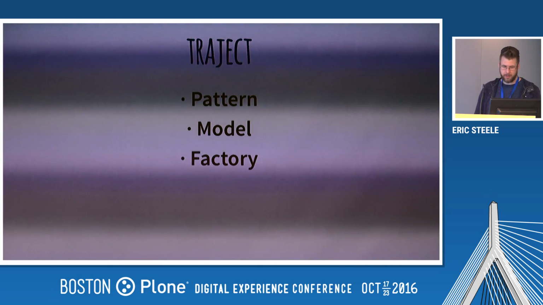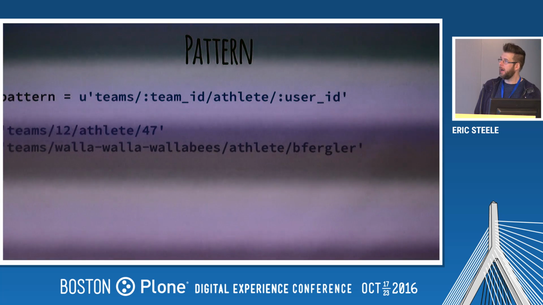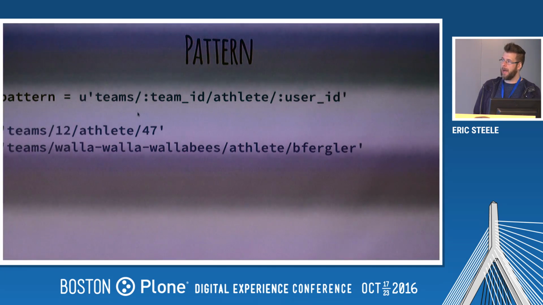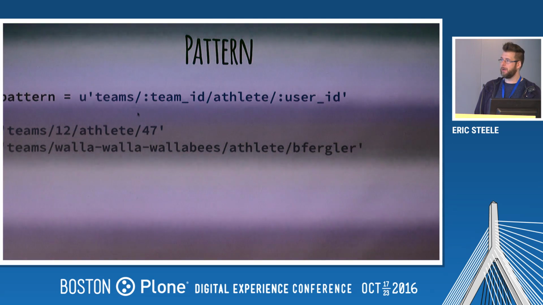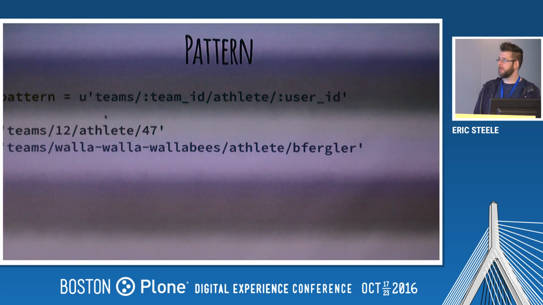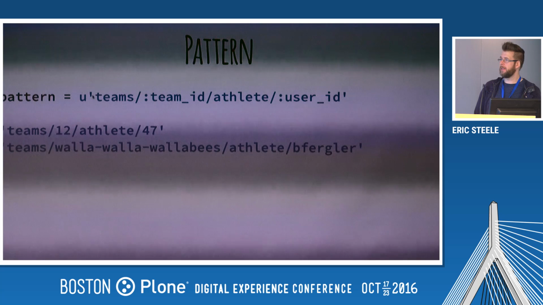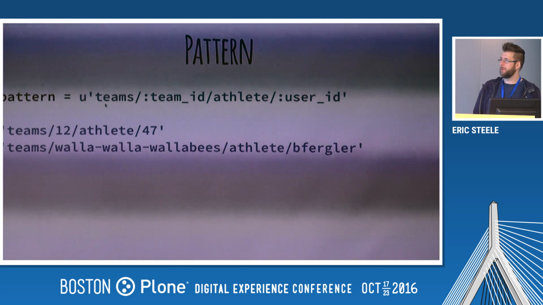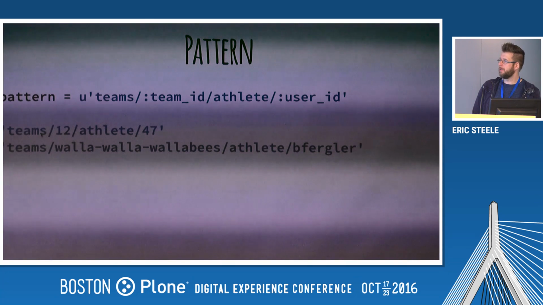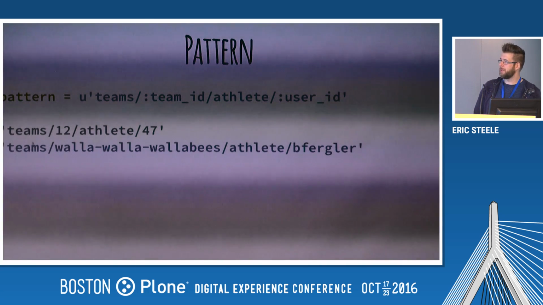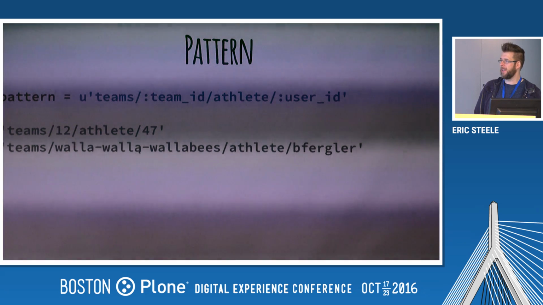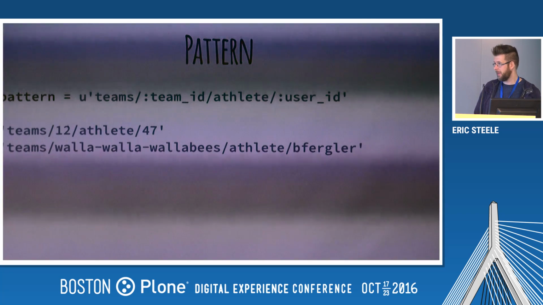There are three parts to this. There's a pattern, a model, and a factory. The patterns look something like this. If I happen to have worked on a project that worked with sports teams, we would have had something that looked a lot like this, where with our patterns we were able to create a URL that looks something like these, depending on whether we wanted to really enforce uniqueness for IDs or not.